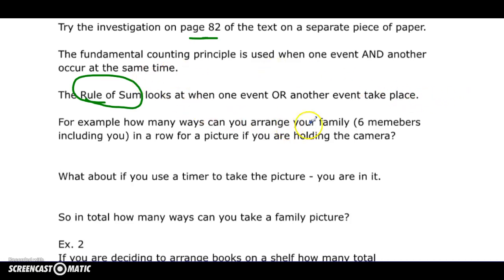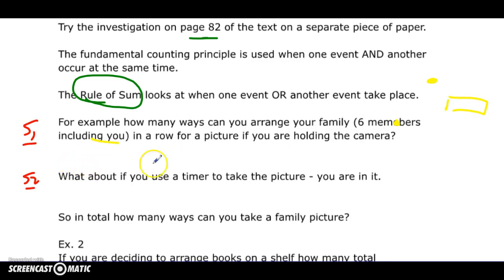So for example, if I'm going to take a family picture, and there are 6 members, including you in the family. So there's 6 people. You're going to stand in a row and take a picture. Now, there are 2 different scenarios here. Scenario 1 is you hold the camera and take the picture. You don't trust anyone else. And scenario 2 is you have a timer, you put the camera down and you take a picture using the timer.